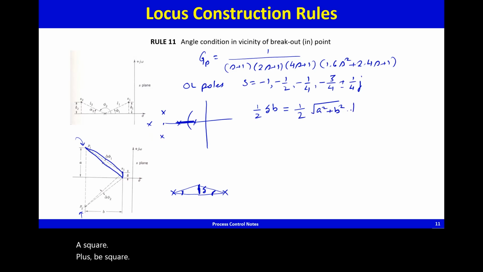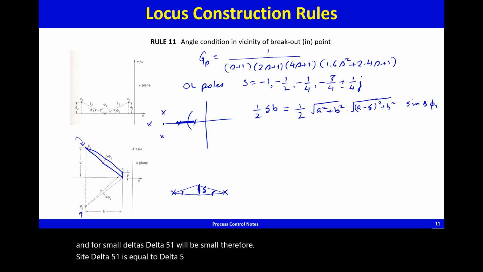into square root of (a minus delta) whole square plus b square, times sine delta phi 1. For small deltas, delta phi 1 will be small, therefore sine delta phi 1 is equal to delta phi 1.